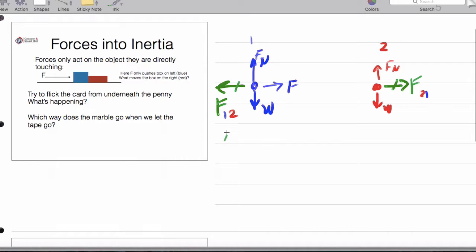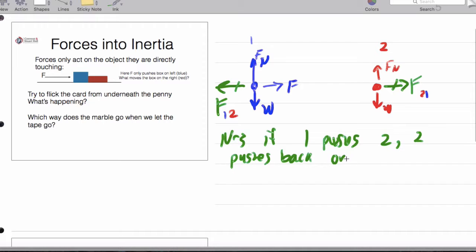If you remember, Newton's third law says if A pushes B, B pushes back on A. I'm going to write it like this: if 1 pushes 2, 2 pushes back on 1 with an equal and opposite force. We carefully labeled these forces in class, and that should be in your notes.